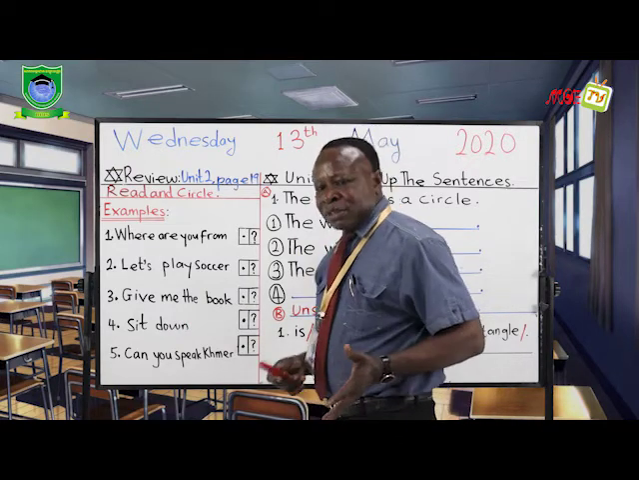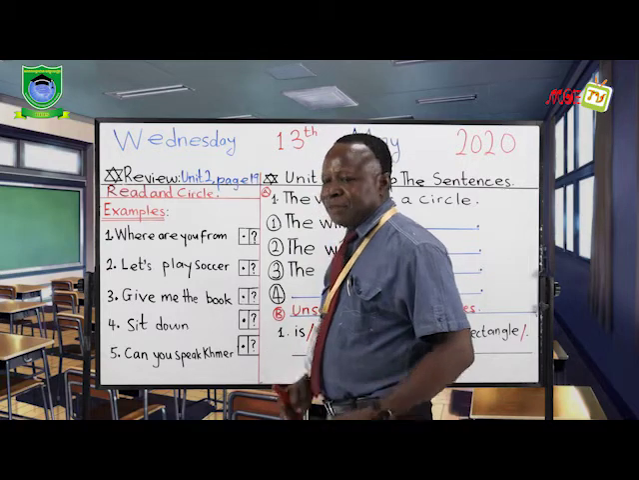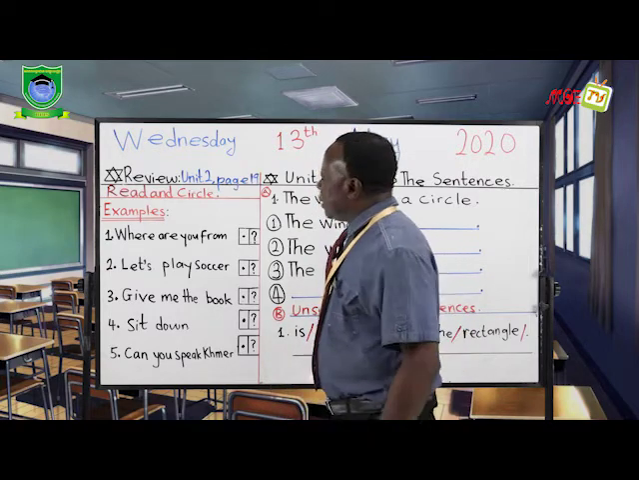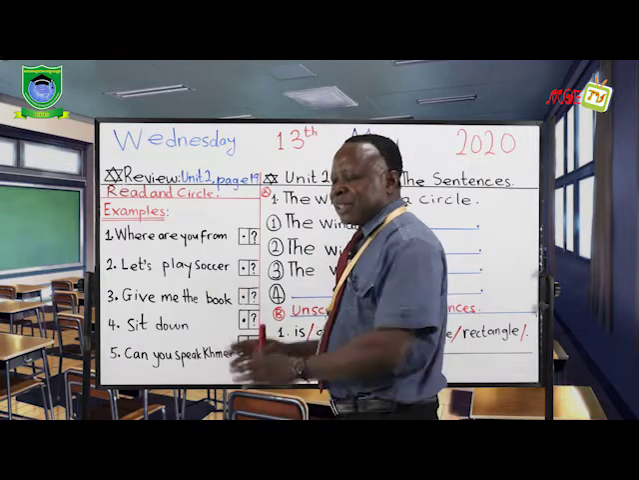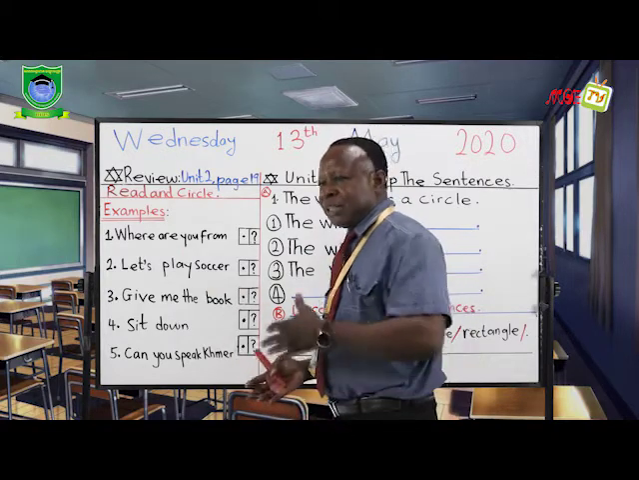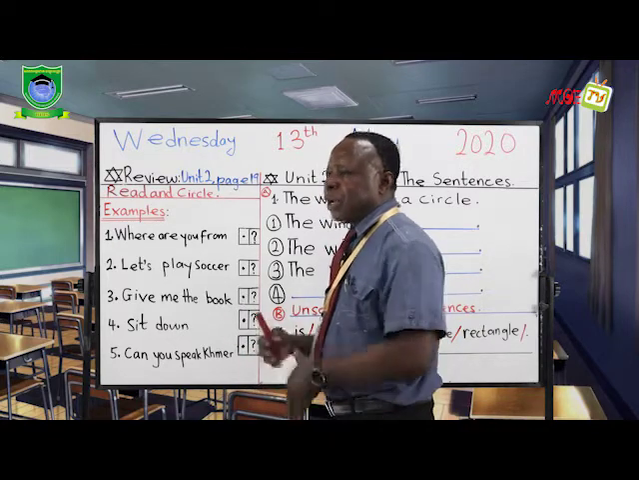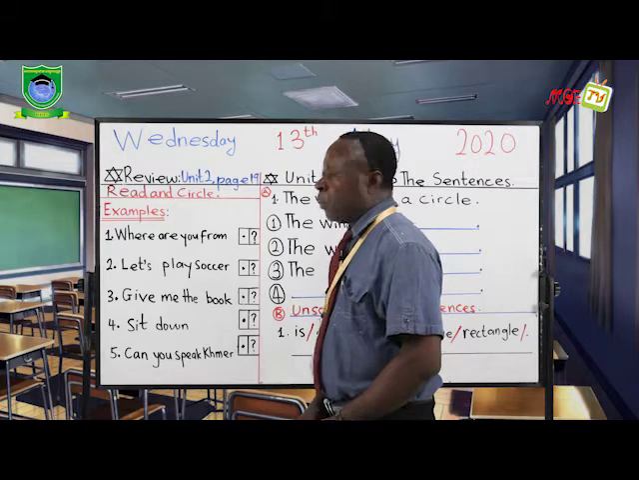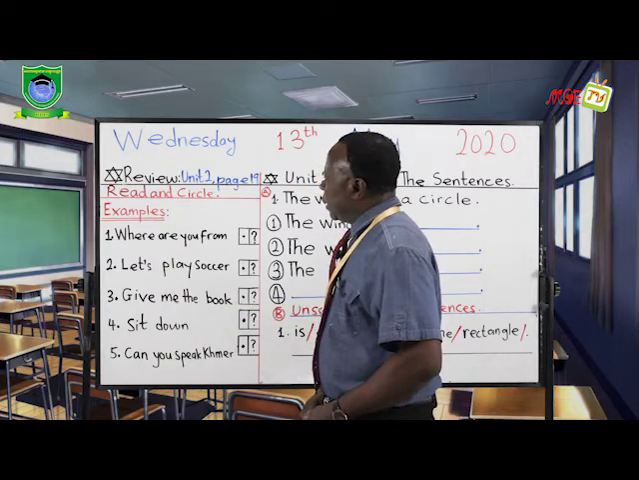So it's about the period and the question mark, as we've learned already. There are five different examples. These examples are not in your book, but they are different, yet the same, examples to help you understand the lesson more. So we will start with number one.